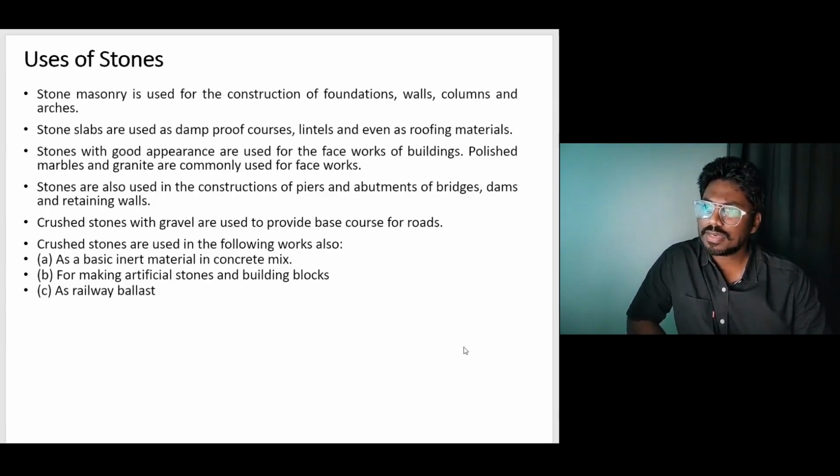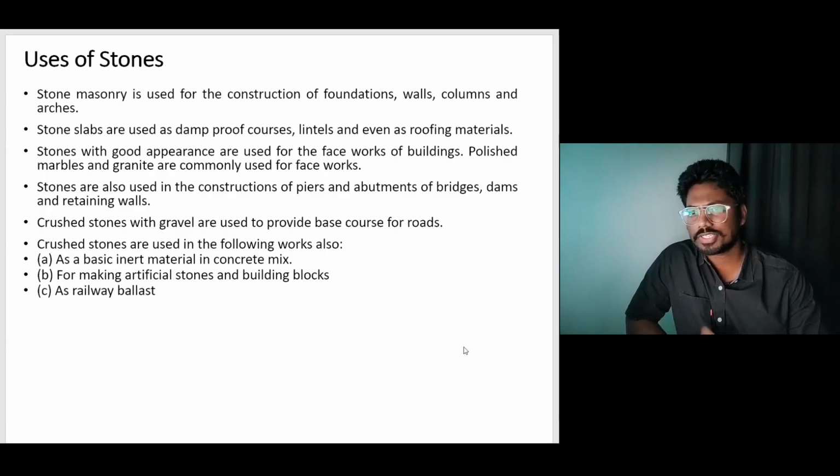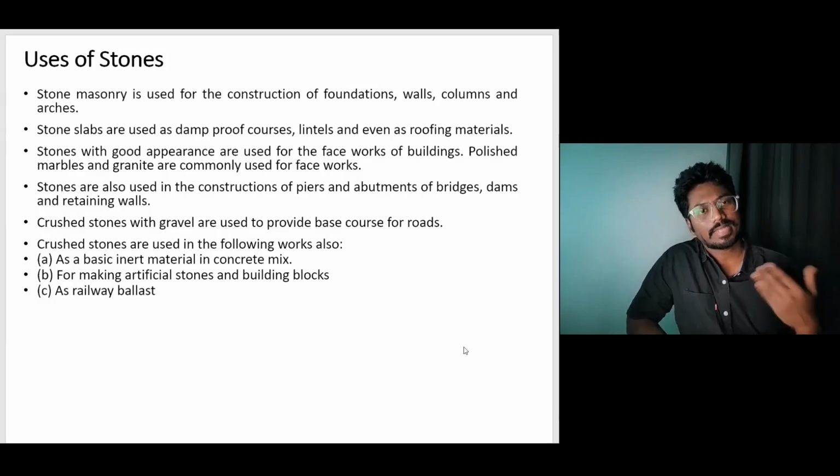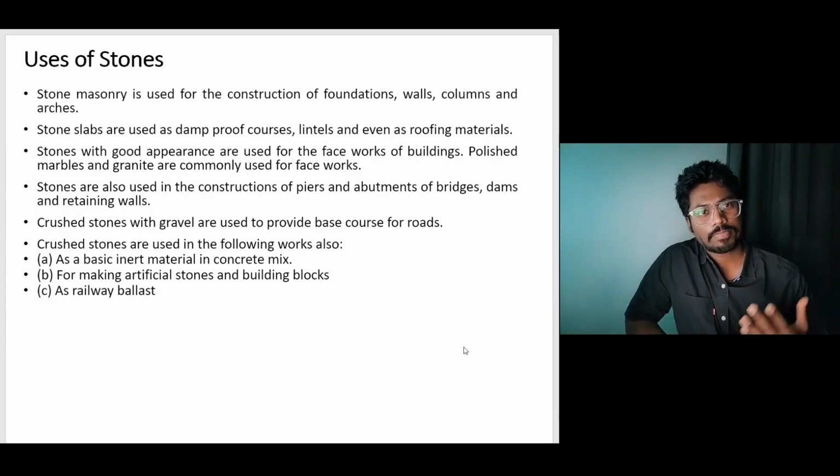Use of stone. Stone masonry is used for the construction of foundations, walls, columns and arches. Stone slabs are used for damp-proof courses, lintels and even roofing material. Stones with good appearance are used for faceworks of buildings. Polished marbles and granite are commonly used for faceworks. Now, when we talk about faceworks of a building, it's basically the material which you see directly. It's something that affects the aesthetic of that particular building.